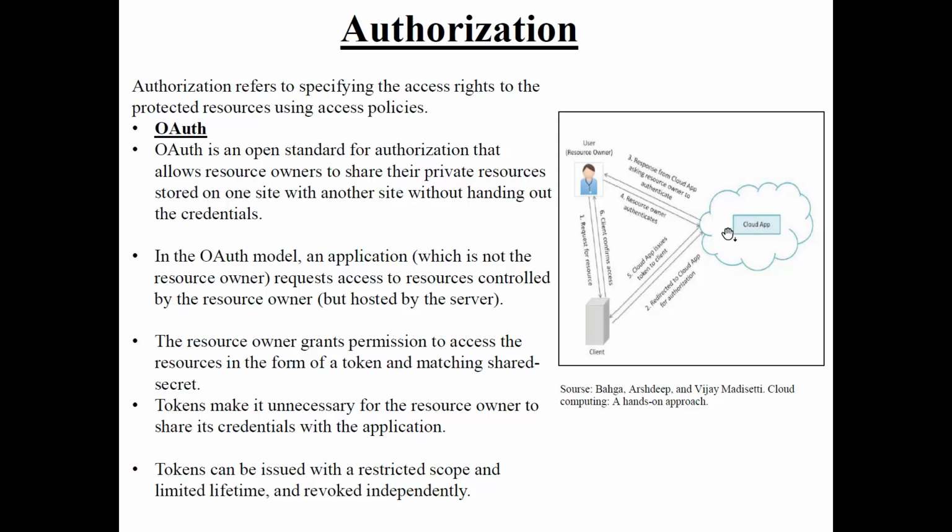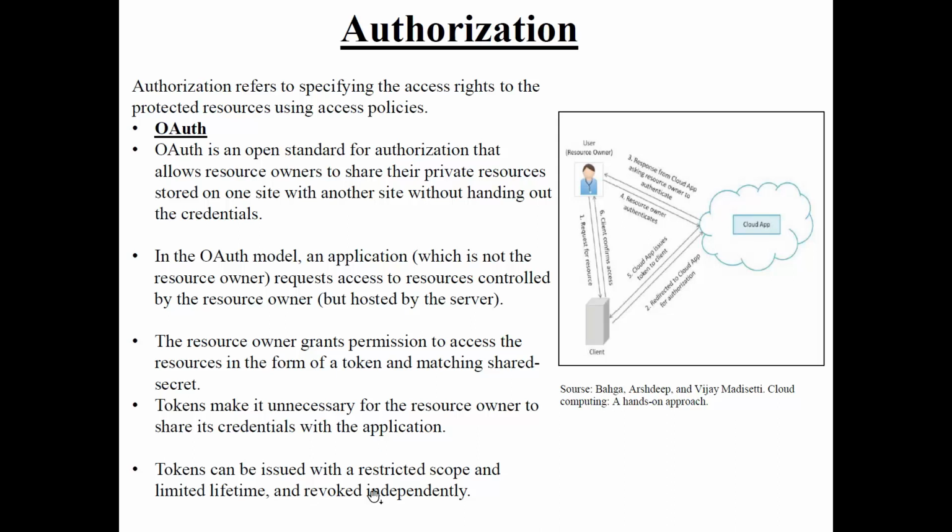Then the response from the cloud application asks the resource owner to authenticate. Then the resource owner will send the authentication back. Then the cloud app issues a token to the client, and finally the client confirms the access to the user. So in this model, an application requests access to the resource controlled by the resource owner. The resource owner grants permission to access the resources in the form of a token and matching shared secret.